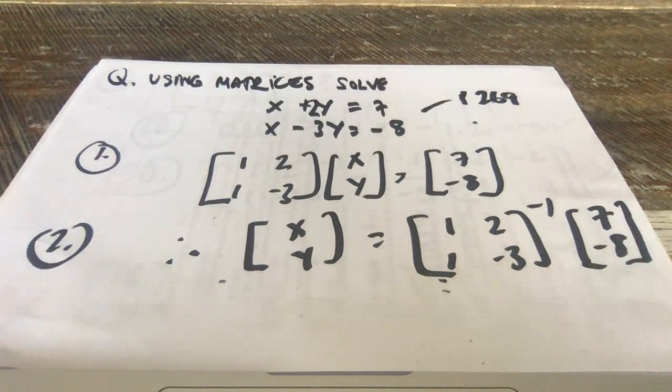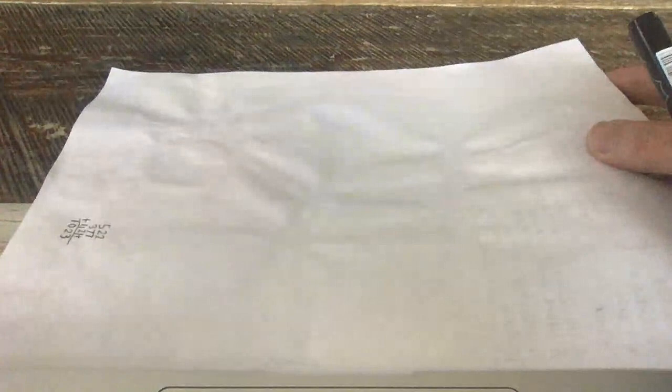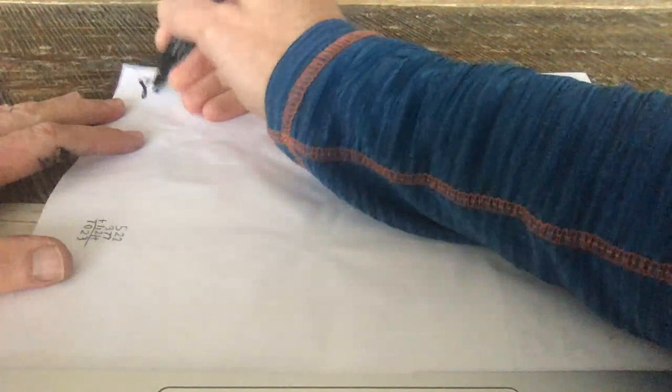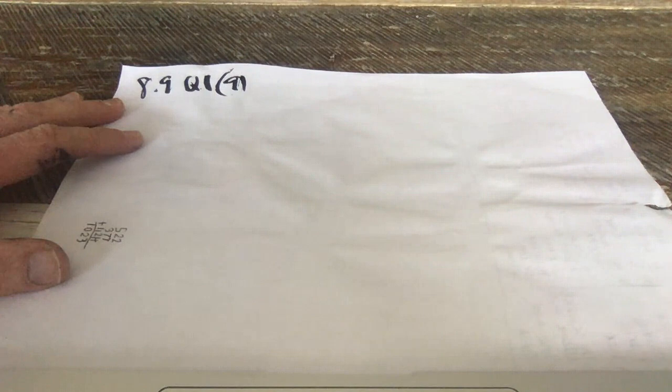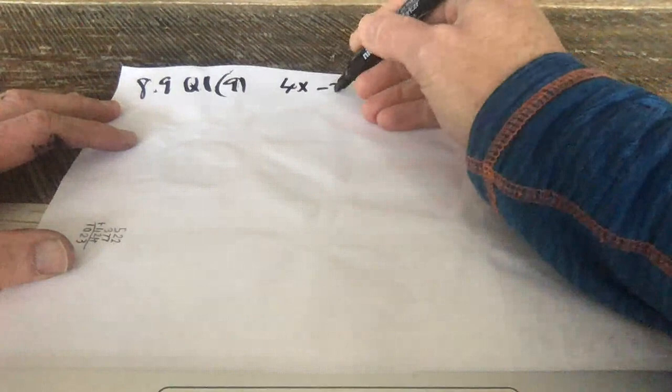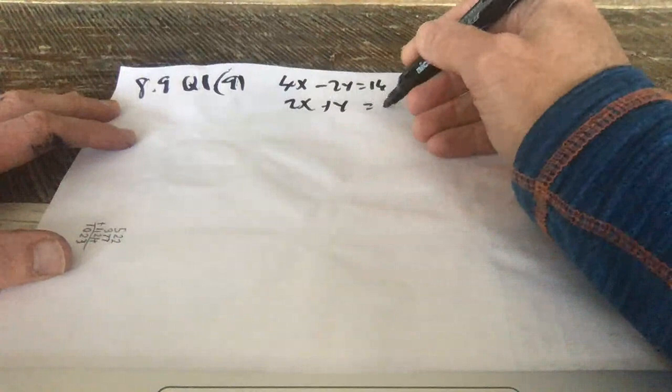Okay? So let me just do one for you. I'm going to do another example for you, and then we're going to stop and you can do this on your own. Here's the last page. So this is exercise 8.9, question 1, and it's A. All right. So here are the simultaneous equations: 4x minus 2y is equal to 14, and 2x plus y is equal to 5. Okay, so that's the simultaneous equations.